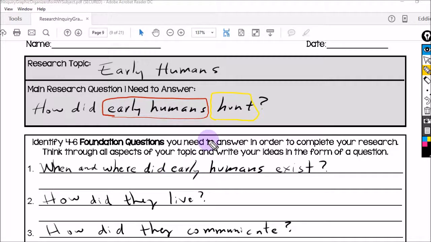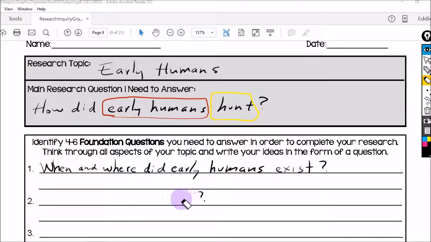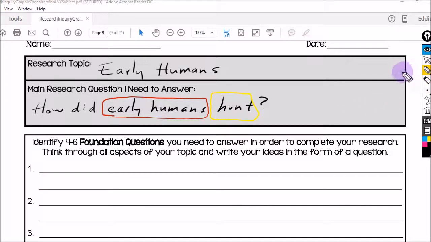Once I have that, I move on to my next subject, which was hunting. So I'm going to erase this really quick so I can fill that in. What I asked myself about hunting is, what does my reader need to know about hunting and early humans? What I would like my reader to know is what they hunted exactly, like what animals. So that's something I can write. What animals did they hunt?